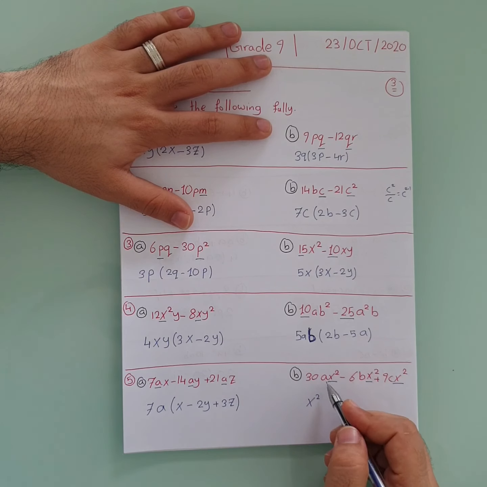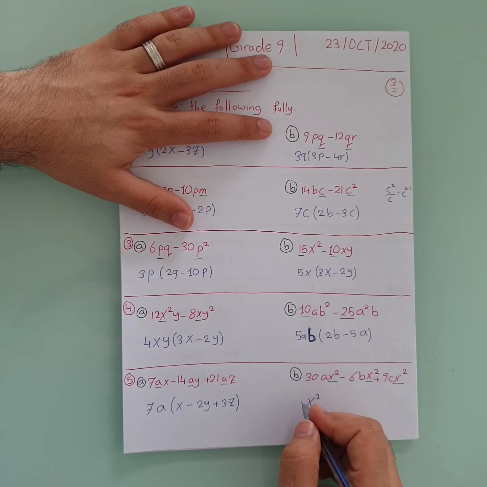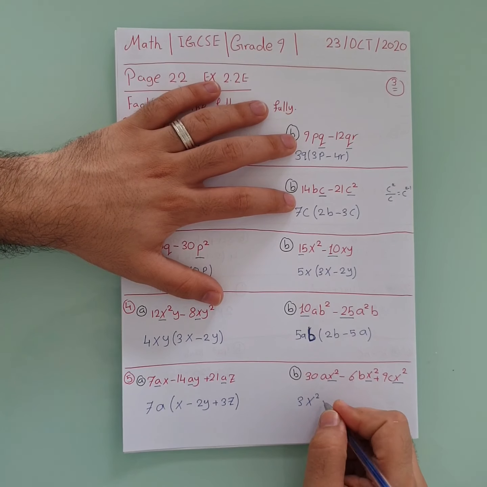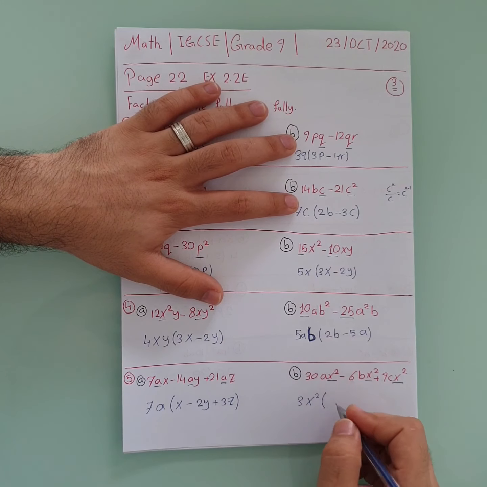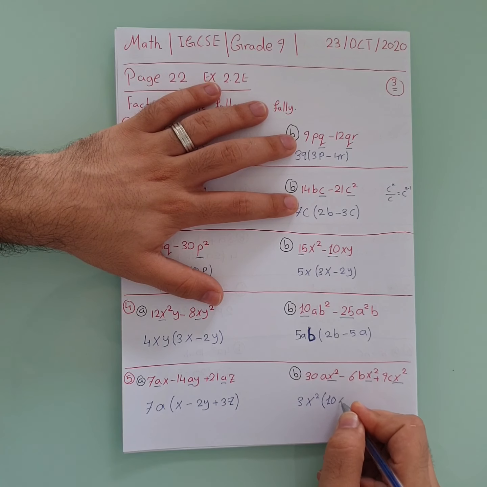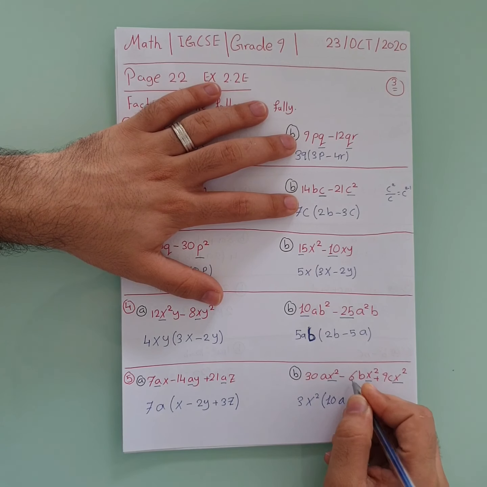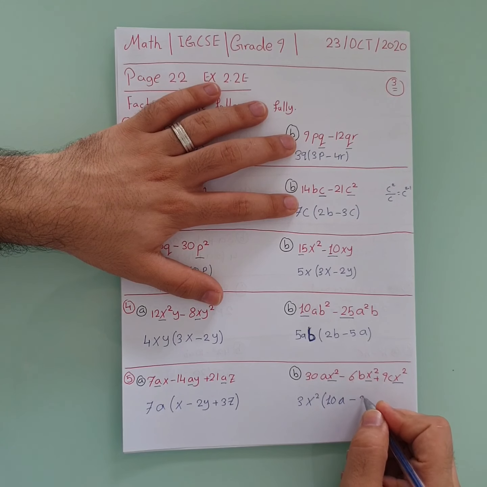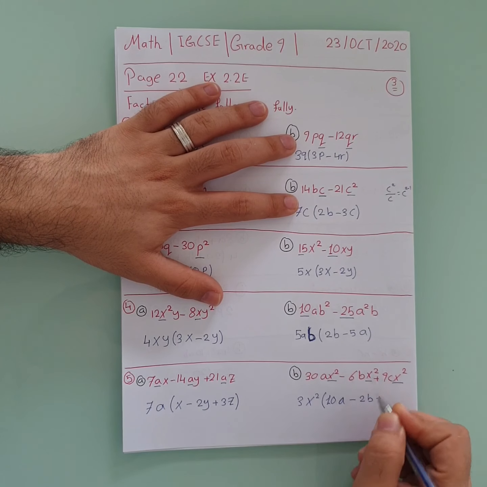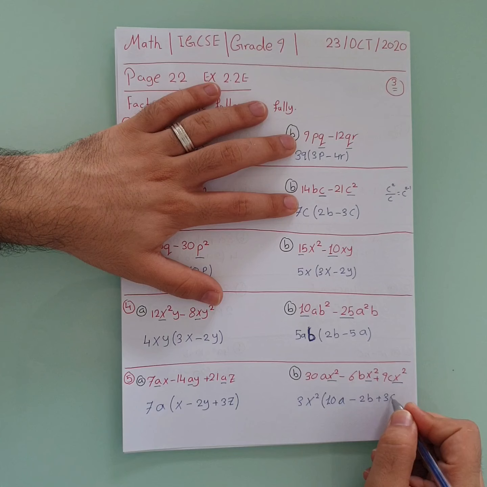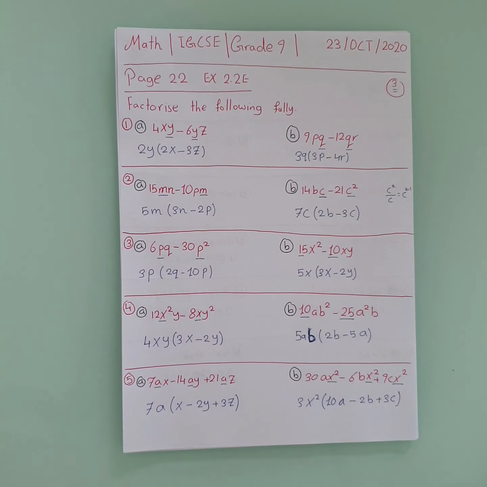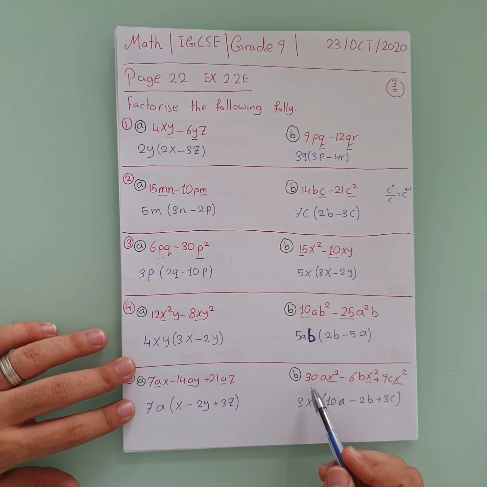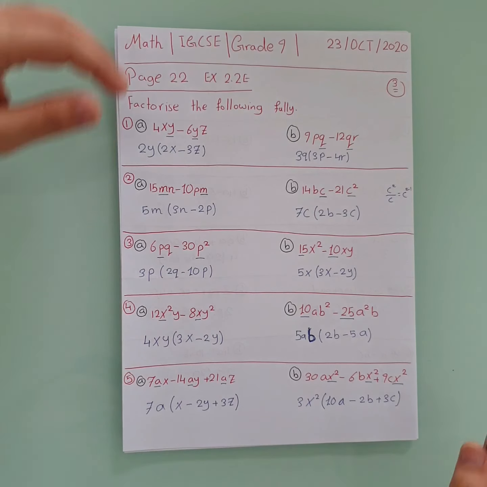Now a doesn't exist over here. You'll only find that 3 is going to be your highest common factor among those numbers. Open the bracket. 30 divided by 3 is 10, 10a, minus 6 divided by 3, 2b, plus 9 divided by 3, which is 3c. Always concentrate and check what is common between those values.